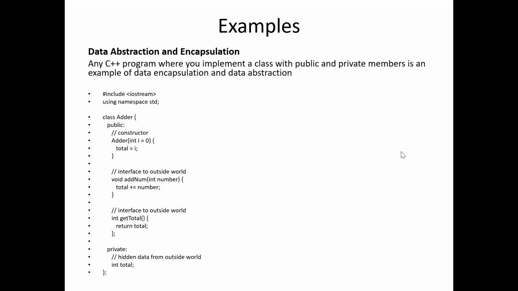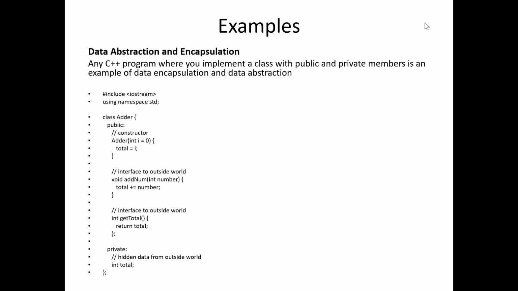Any C++ program where you implement a class with public and private members is an example of data encapsulation and abstraction. That means in any C++ program where you implement a class with public and private data members, it becomes data encapsulation and abstraction.